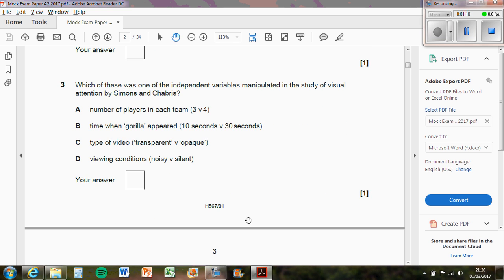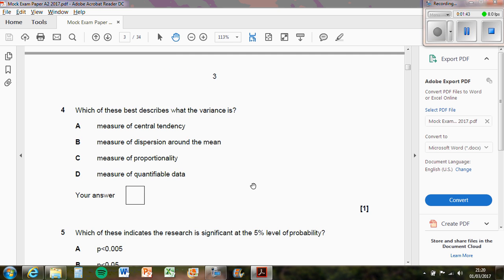Number 3, it says one of the independent variables manipulated by Simons and Chabris in the visual attention study, and it's C, it's the type of video, whether it was transparent or opaque. The other ones are just not right. They're not an independent variable. For example, number of players in each team is not an independent variable. They were all just 3 players. The gorilla appeared at one set of those times. And the viewing conditions, noise inside, that's not correct because that's from the Grant study. So the correct answer was C.